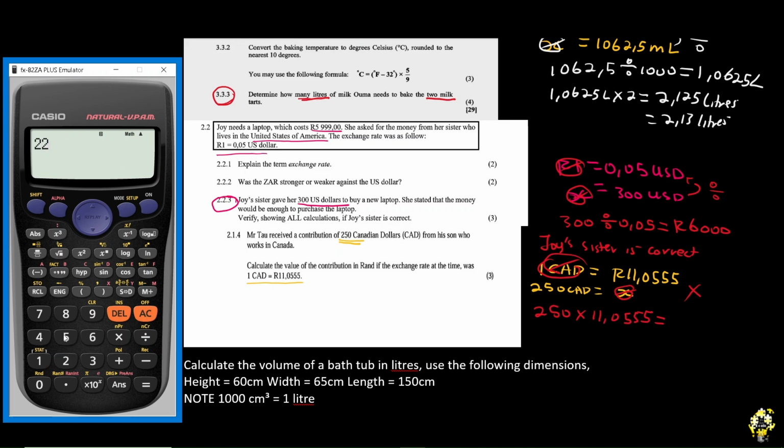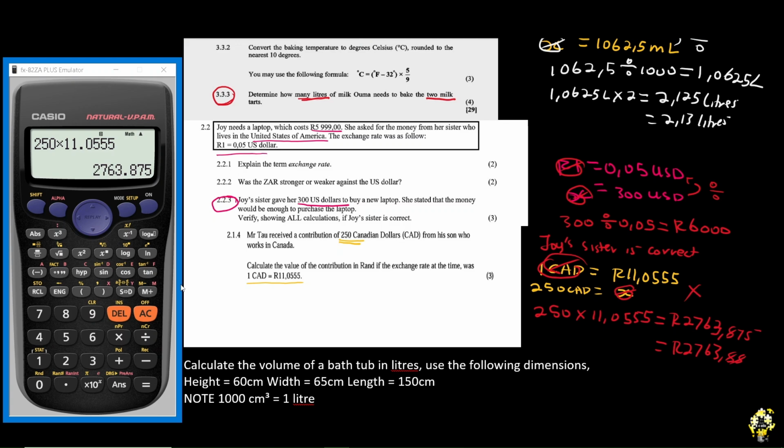And let's say what is 200? Okay, 250 multiplied by 11.0555. And then let's see what we're getting. We are essentially getting that it's going to be 2,763.875. So it's a final answer. I can say it's 2,763.88. So that's how much it is.